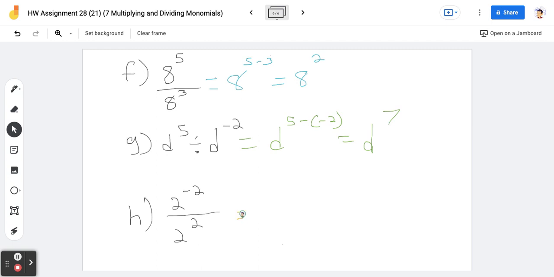Lastly, we have 2 to the negative 2nd power divided by 2 to the 2nd power, which is going to be 2 to the negative 2nd power minus 2, which is going to be 2 to the negative 4th, which as a positive exponent would be 1 over 2 to the 4th.